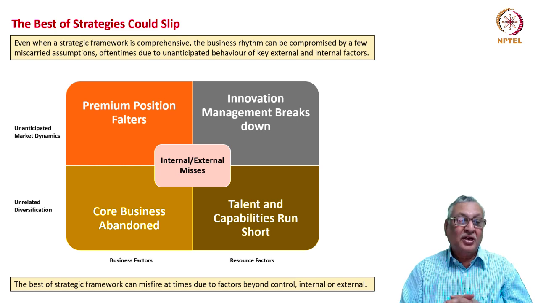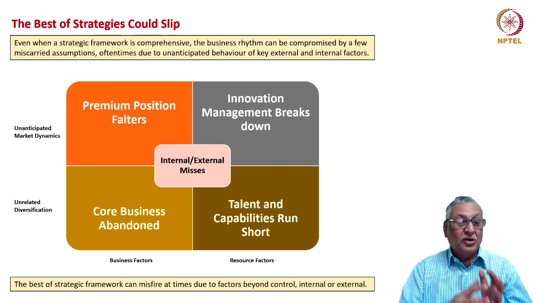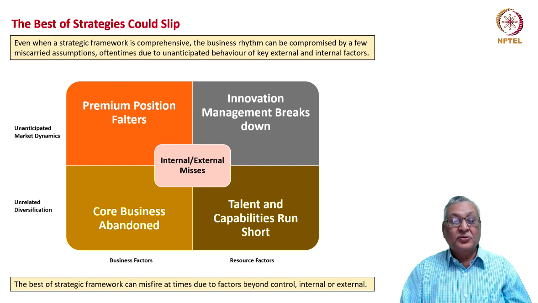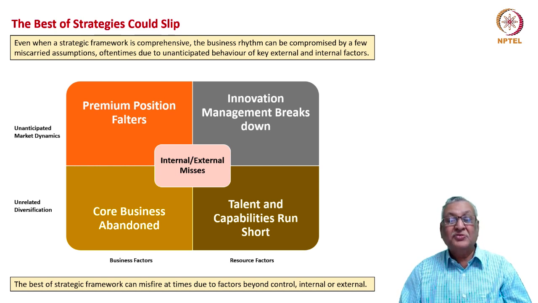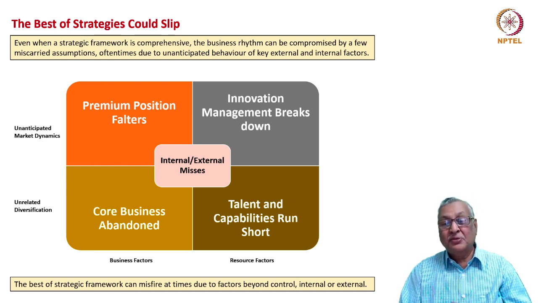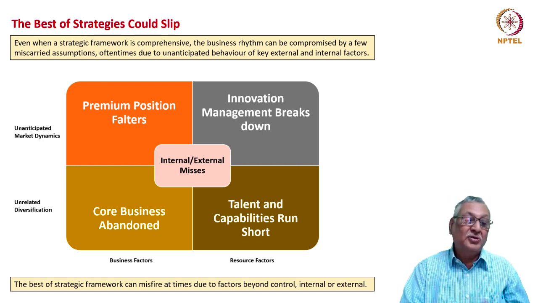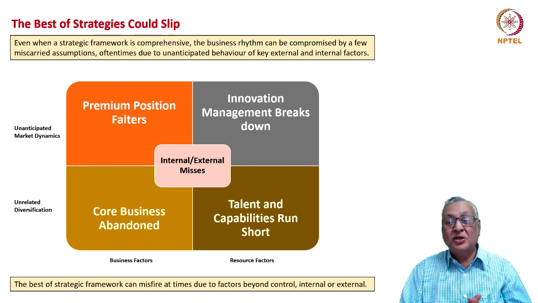But if this diversification happens in a manner that is not related to the core business, there is always some kind of extra pressure on the company as a system. So if business factors are volatile and you undertake unrelated diversification, you are abandoning in a way the core business instead of strengthening it. That is one aspect of strategy that could lead to some kind of slippage. Suppose resource factors are short and you also enter into unrelated diversification, then you will not be able to meet the diversification objectives with the appropriate talent and capabilities.